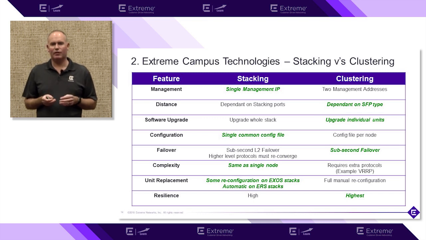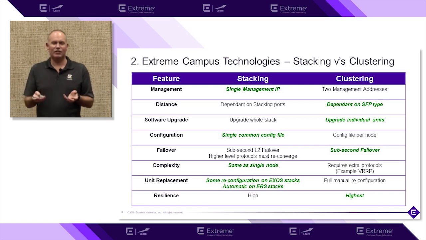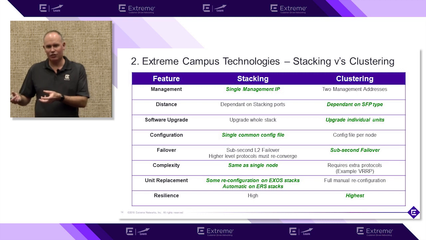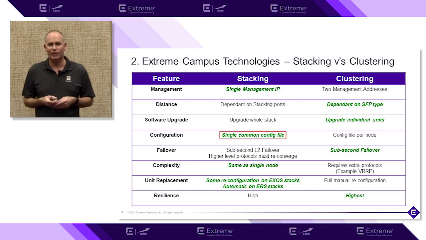The next one is configuration. So again, a stacked switch is easier to configure simply because it's a single point of configuration. With a cluster, we have 2 distinct configurations, and when we're making changes to the network, we have to go and configure each of the members of the cluster. And obviously it's up to us to ensure that we actually configure them correctly and the same.